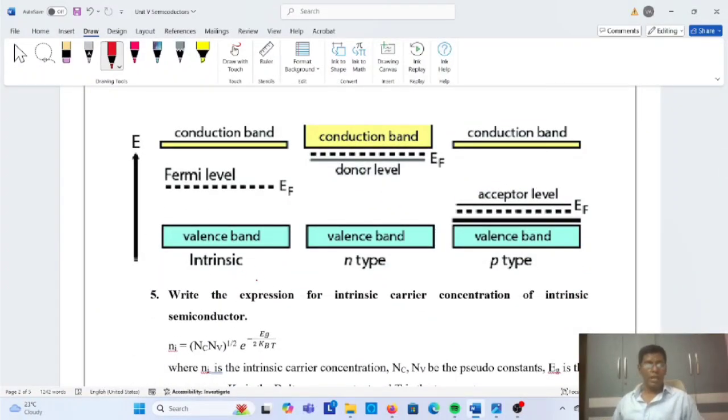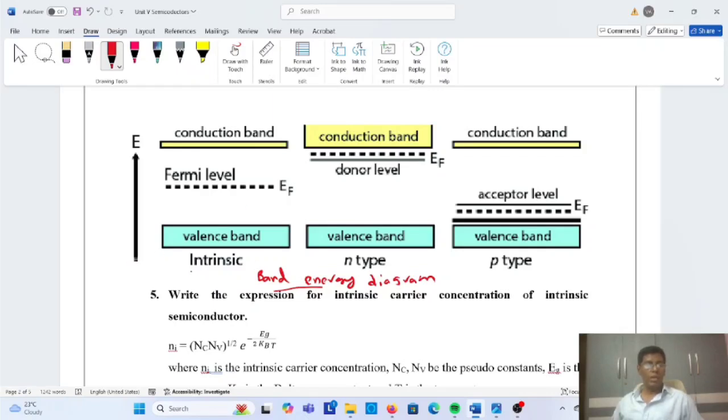Now this diagram is called an energy band diagram. In some examinations, if you observe the previous question papers of JNTUA Anantapur, JNTUA Kakinada, or JNTUA Hyderabad, in some papers they are asking to identify the location of the Fermi level in intrinsic, N-type and P-type semiconductors with the help of the energy band diagram. In such cases, simply draw this diagram, and you will get 2 marks out of 2.